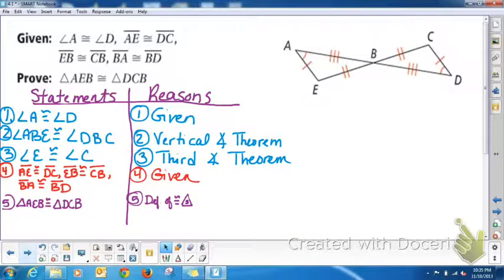Angle A was congruent to angle D. That's given to you. You should then spot from a mile away that angle ABE is congruent to angle DCB because those are vertical angles. And then you would know that angle E is congruent to angle C by the third angle theorem. The rest was given to you that all of the sides were congruent, and therefore you could prove triangle AEB is congruent to triangle DCB by the definition of congruent triangles.